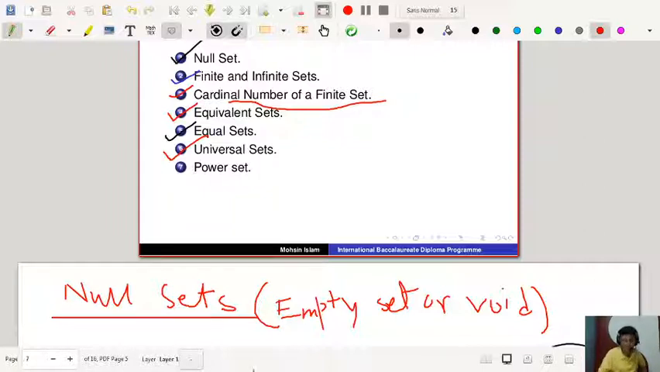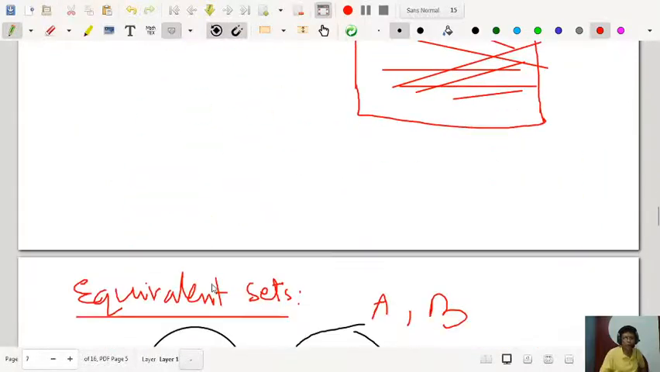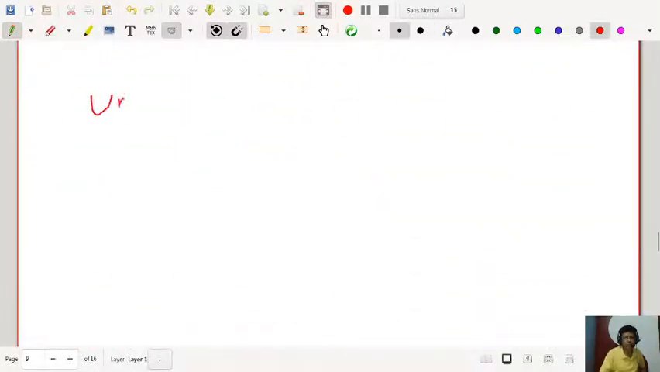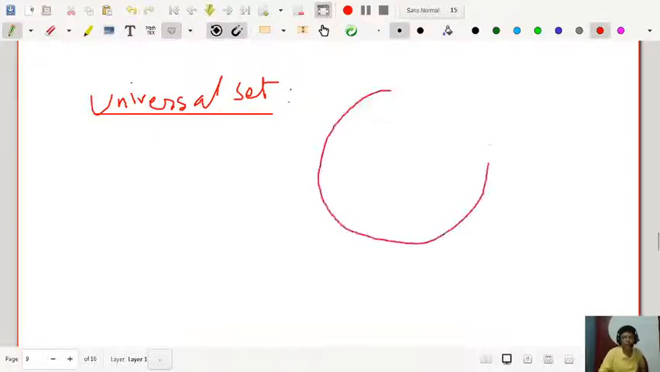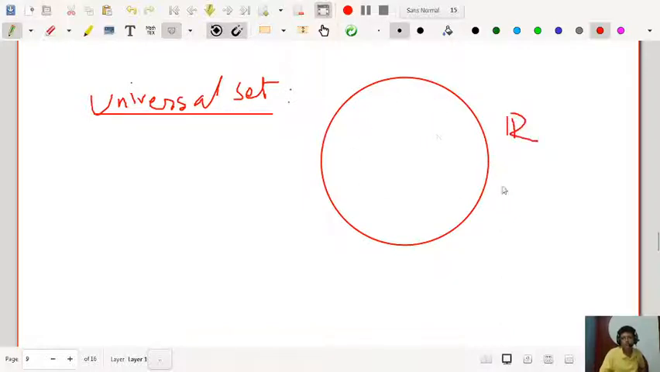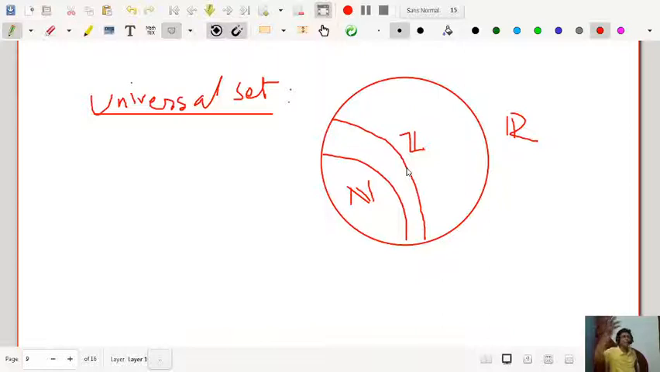Can you give me an example? Definitely. Suppose you are talking about real numbers. So real numbers is a universal set, and inside this you have natural numbers. The set Z of integers contains the natural numbers. These are all subsets of this real number set. So in this set discussion, the real number set is the universal set.